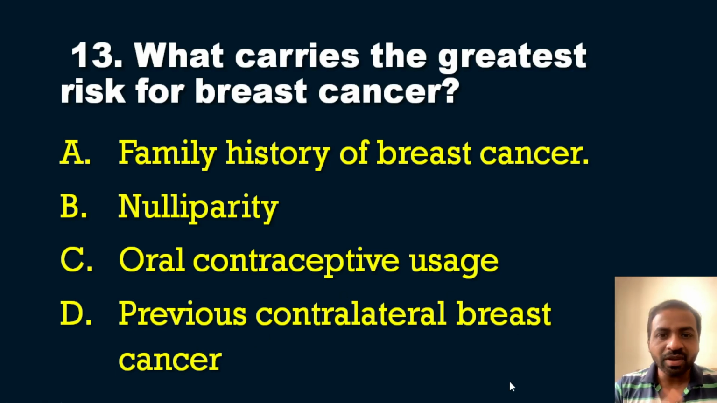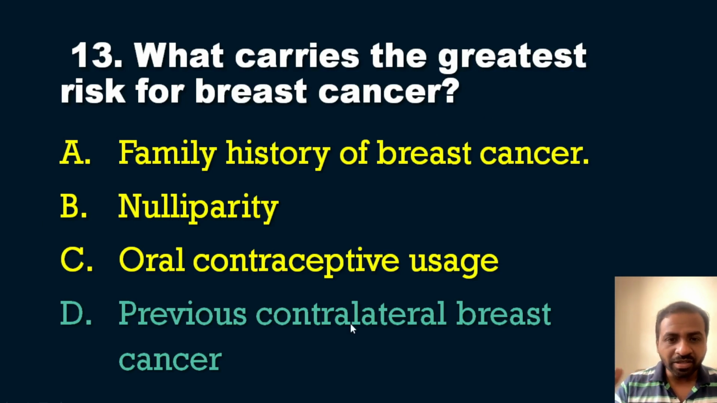So this is a very simple question. Family history, nulliparity, OCP, previous contralateral breast cancer. That means previous history. So definitely the answer is option D, previous contralateral breast cancer. The other options I have given are also risk factors for the development of breast cancer. But if the patient has already had breast cancer in one breast, then the chance of getting breast cancer in the other, non-affected breast is very high. So that is the answer for the question.